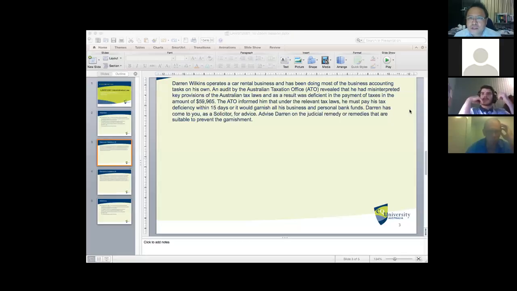Okay, so from Josh, it's prohibition. From Matt, it's prohibitory injunction. And from Janet, prohibition. Okay, but I'd like to know why you think prohibition or prohibitory injunction might be a possible judicial remedy.